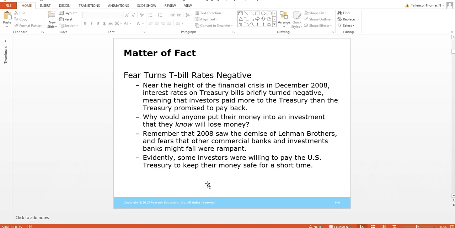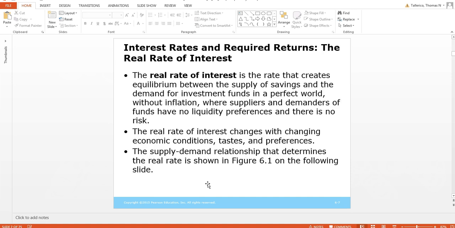So this was during the crisis of 2008, when interest rates went negative. Basically what happened was investors paid more to the Treasury than the Treasury promised to pay back, but that was still a saving grace. Okay, so the real rate of interest is the rate that creates equilibrium between the supply of savings and the demand for investment funds in a perfect world. I believe they have the equation here. And the real rate of interest, as I said, will change with economic conditions and with the money supply.